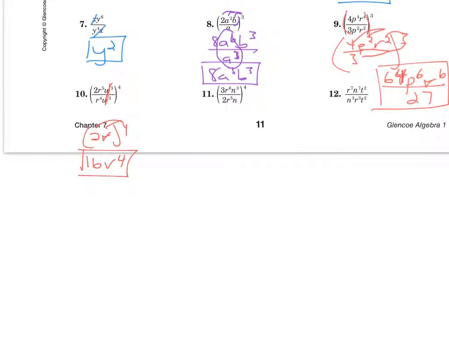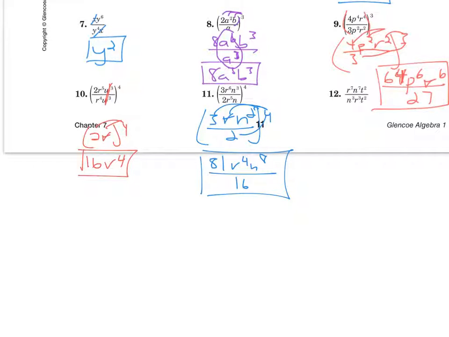Number 11. Simplify on the inside first. We've got 3r, well, just 1 r left, and 2n, so n squared over 2. Raise that to the 4th power. So distribute this everywhere. You've got 3 to the 4th, which is 81. r to the 4th, n to the 8th, all over 2 to the 4th, which is 16.